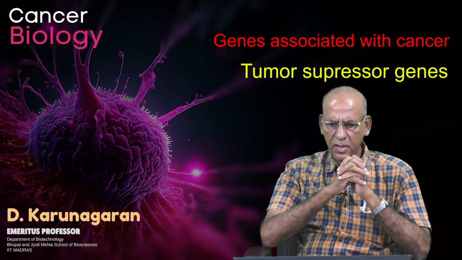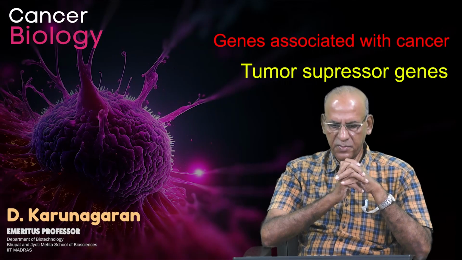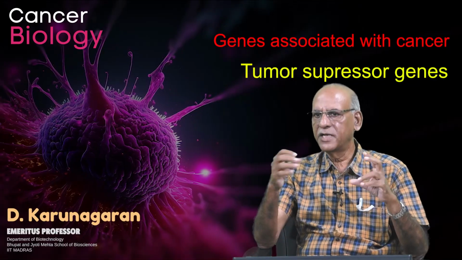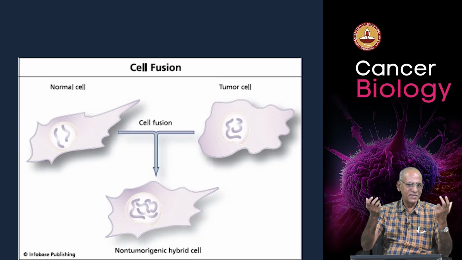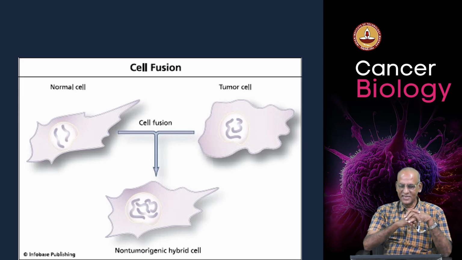Now, there were some interesting experiments performed several years back. They are called fusion experiments. Cells can be fused with some other cells. Usually a normal cell will be fused with a cancer cell. So, what do you expect if you fuse a normal cell with a cancer cell? What do you expect usually? Cancer cells, right? But in some cases they have found non-tumorigenic hybrid cells also.